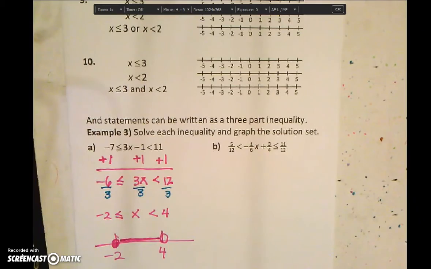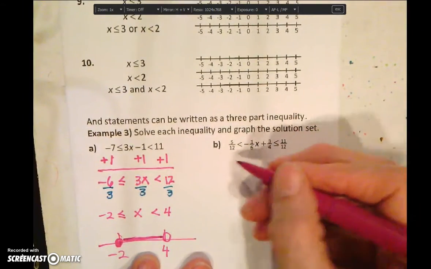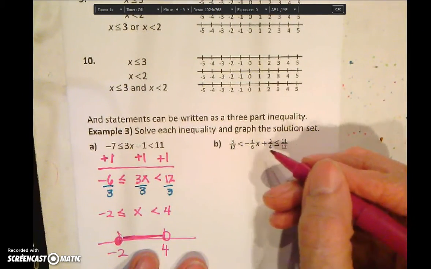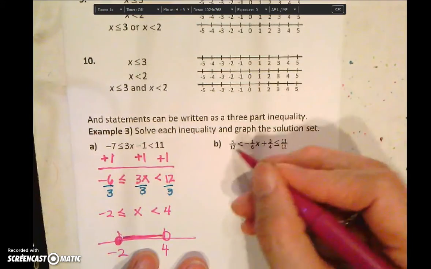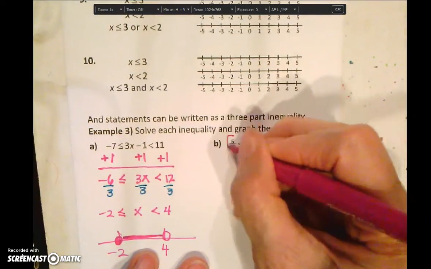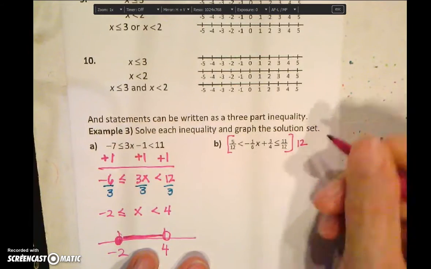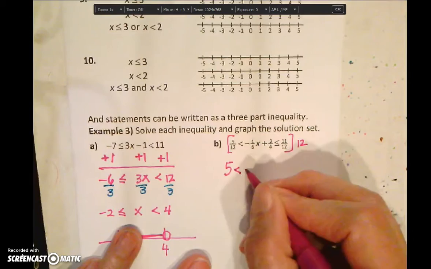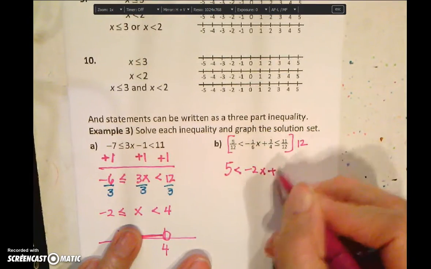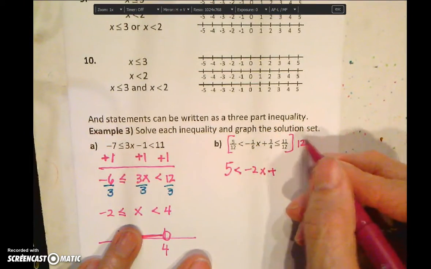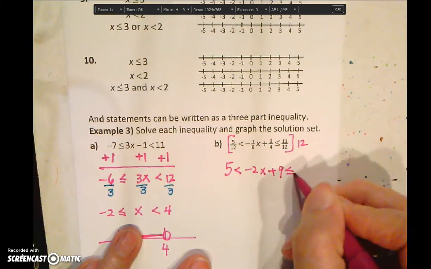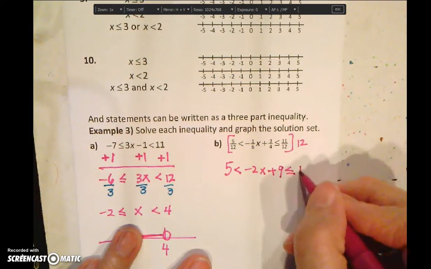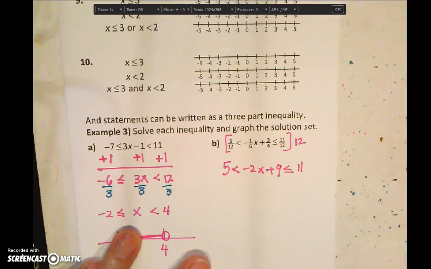So I'll just talk about this really quick. I would start this one by multiplying through by the common denominator of 12. And that's going to give me 5 is less than -2x plus the 4 going to 12, 3 times 3 is 9. And then 12 going to 12 once, that's an 11. So I come up with this.